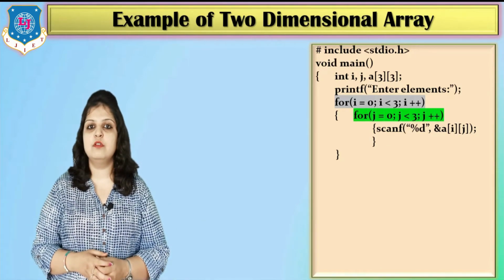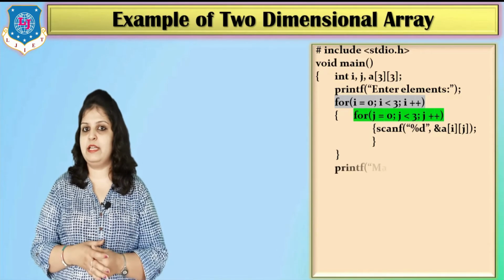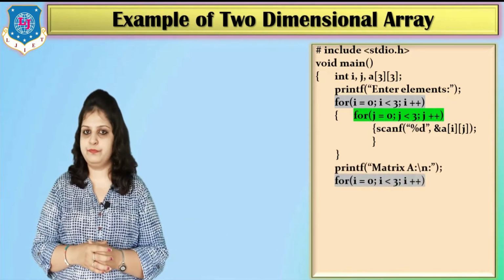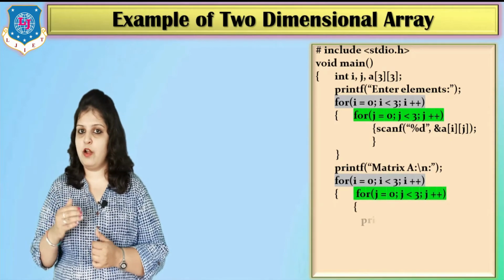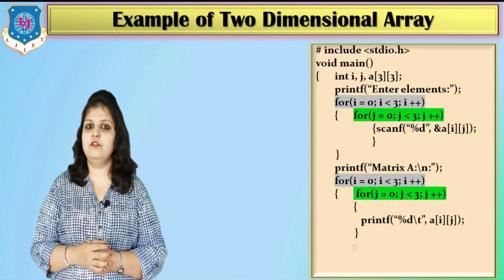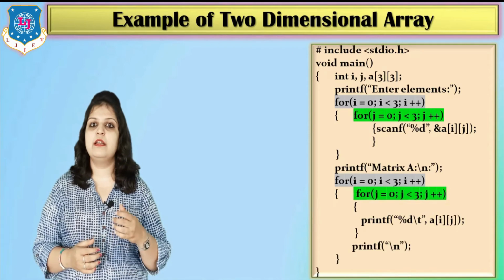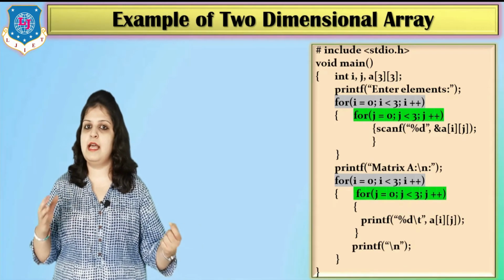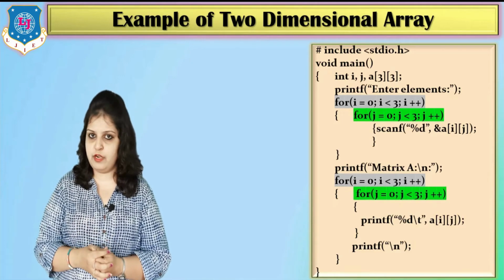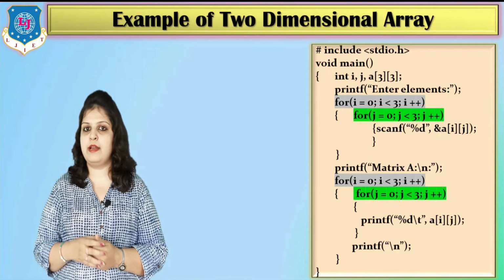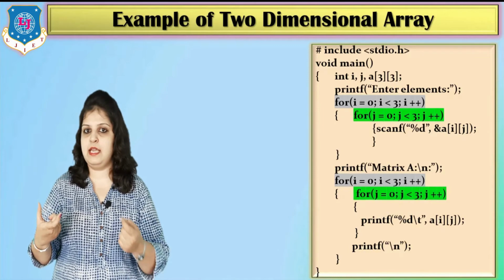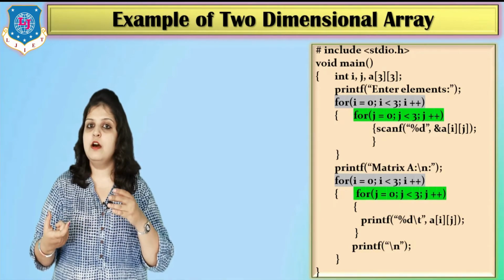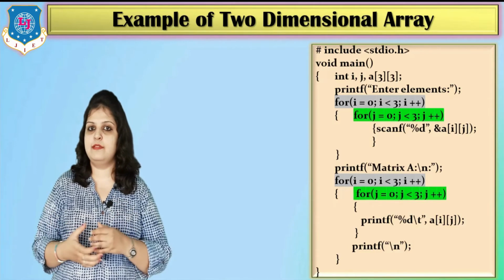Now I want to print the same elements in matrix form. So again write the printf in a nested for loop. The same nested for loop I have written here, but instead of scanf write the printf with %d \t. \t is used for tab, and after the comma write the matrix, that is a[i][j]. After completing this inner loop, write the printf \n.